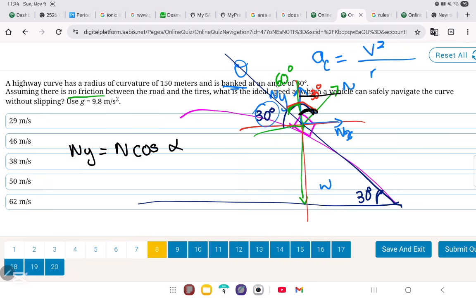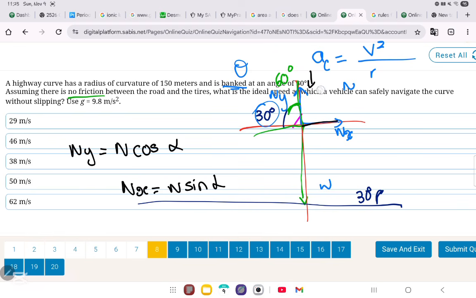Now what do I have? This is my nx. But because I'm dealing with forces and resultants and vectors, I could draw a parallel to it over here. So this value over here is the same as this value at the bottom. So this over here is opposite to the angle, meaning that nx is equal to n sine alpha. Okay, perfect. Now, as you can see from this lovely graph, I'm going to erase it. Now that we have everything that we need, I'm going to erase all of the unnecessary information.